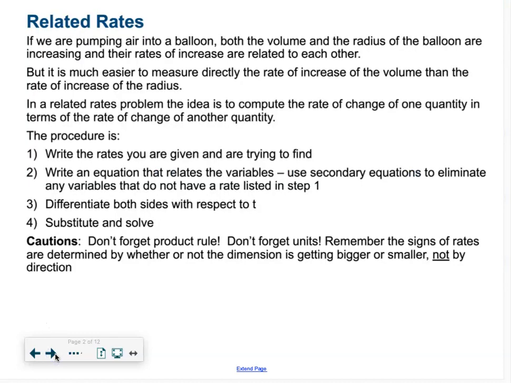Now, don't write all this down yet. First, let's just talk for a minute. All right. So here's the thing. Suppose we're filling a balloon with air. Different characteristics of the balloon are changing, right? As you pump air into a balloon, the volume of air in the balloon is changing.